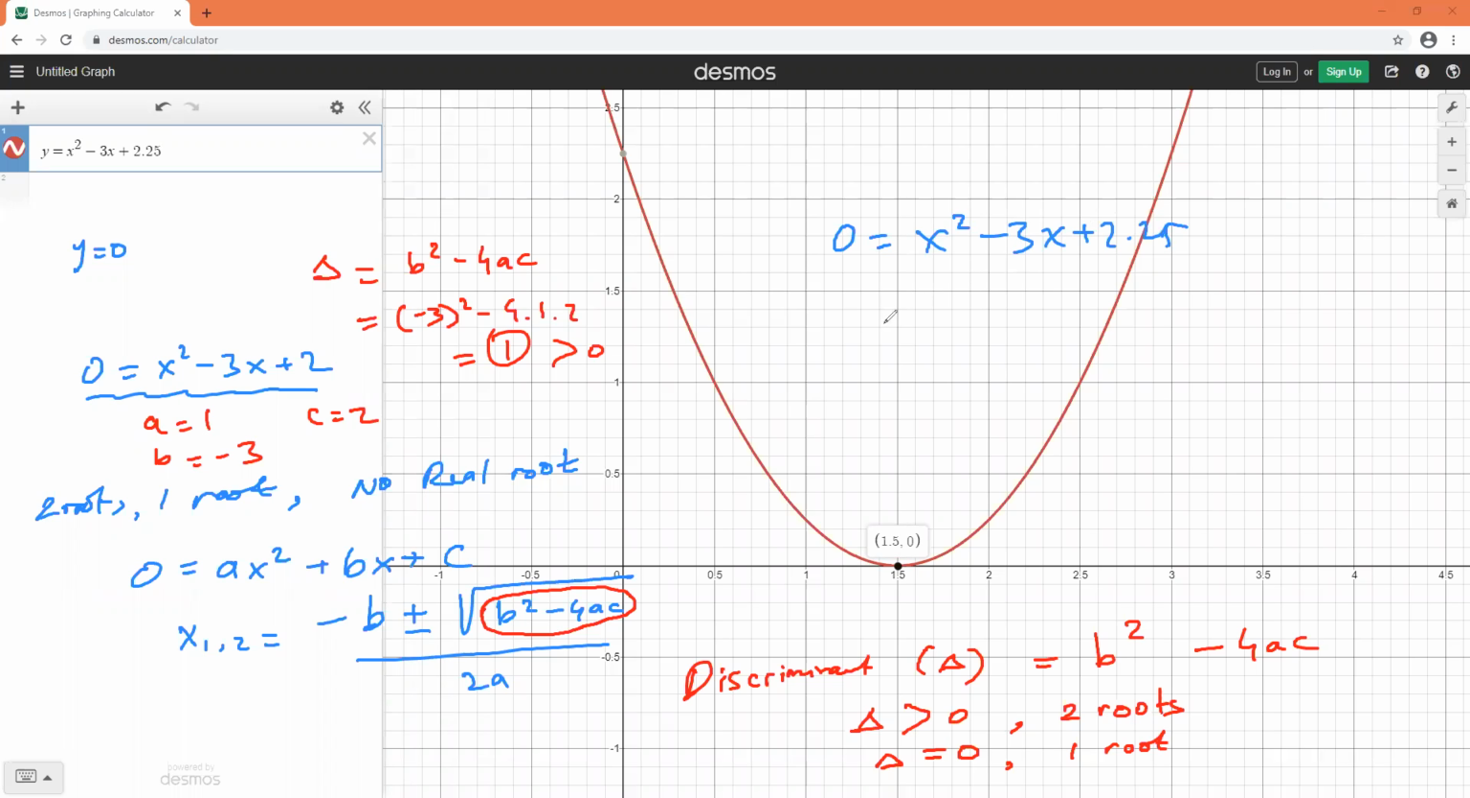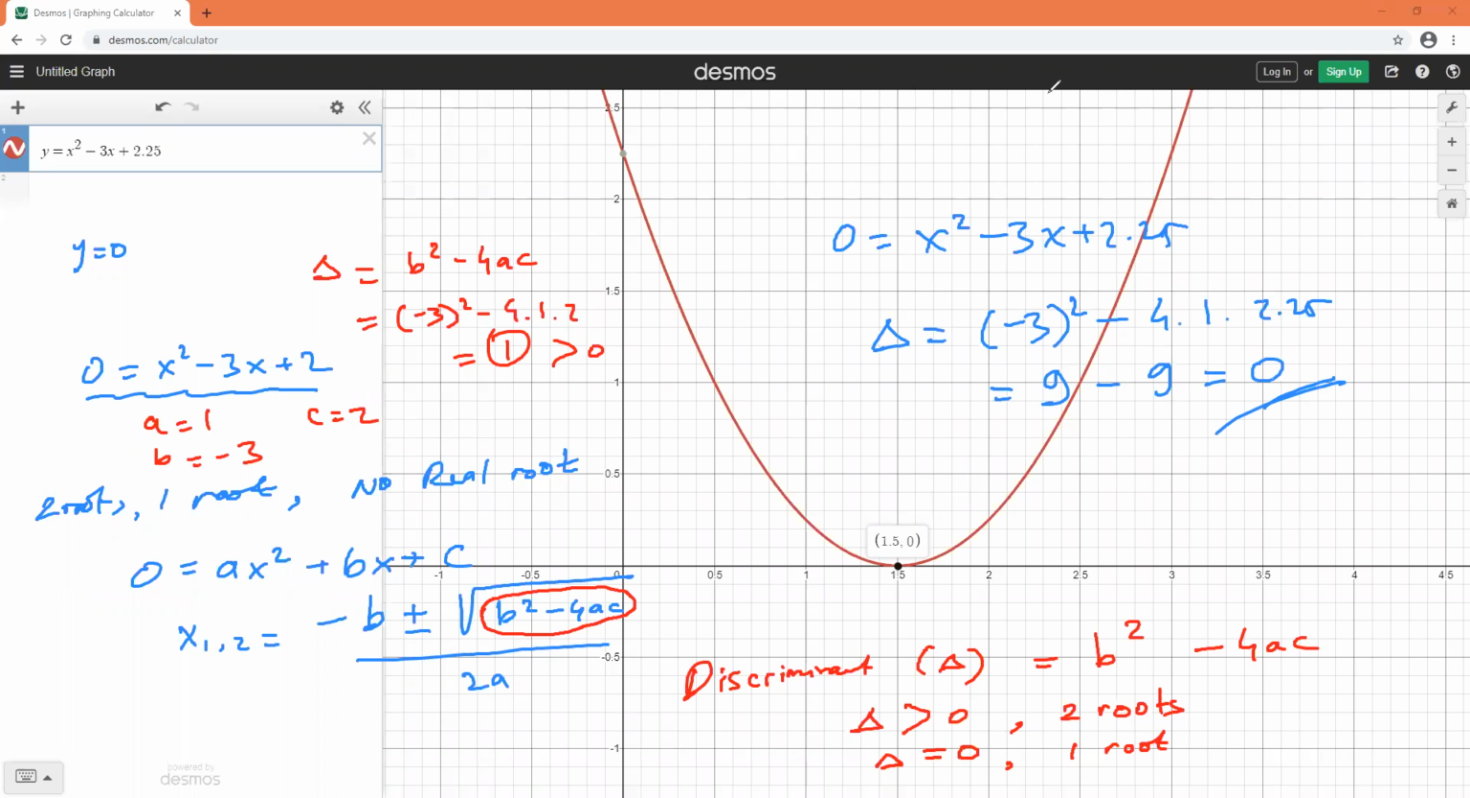Why does that happen? Because when you calculate the discriminant, this is what you will get: minus 3 squared, minus 4 times 1 times 2.25. Therefore, you will get 0. So this is what happens when the discriminant is equal to 0.